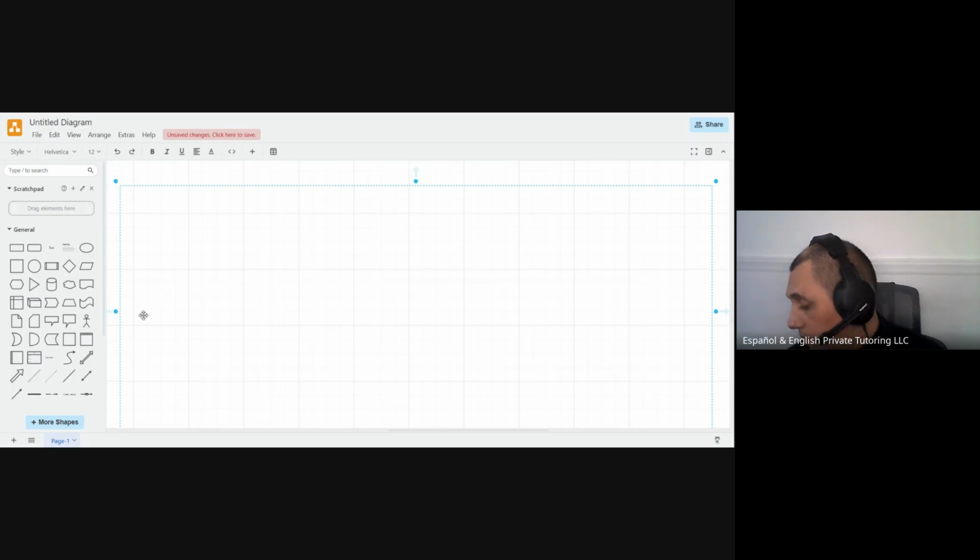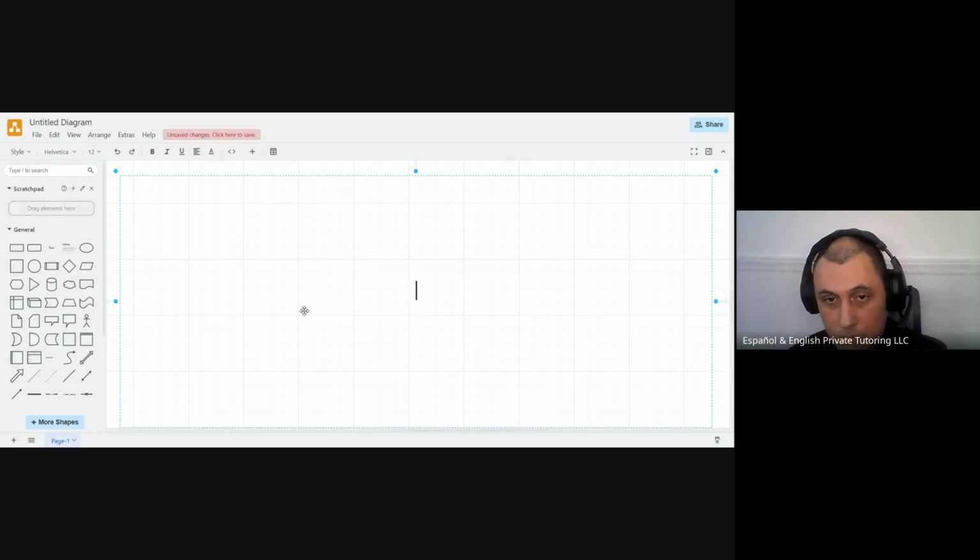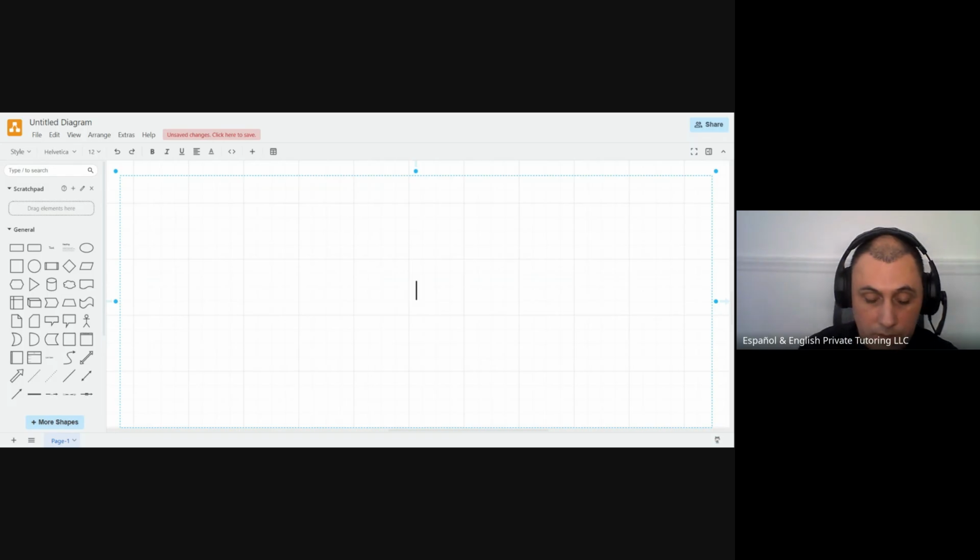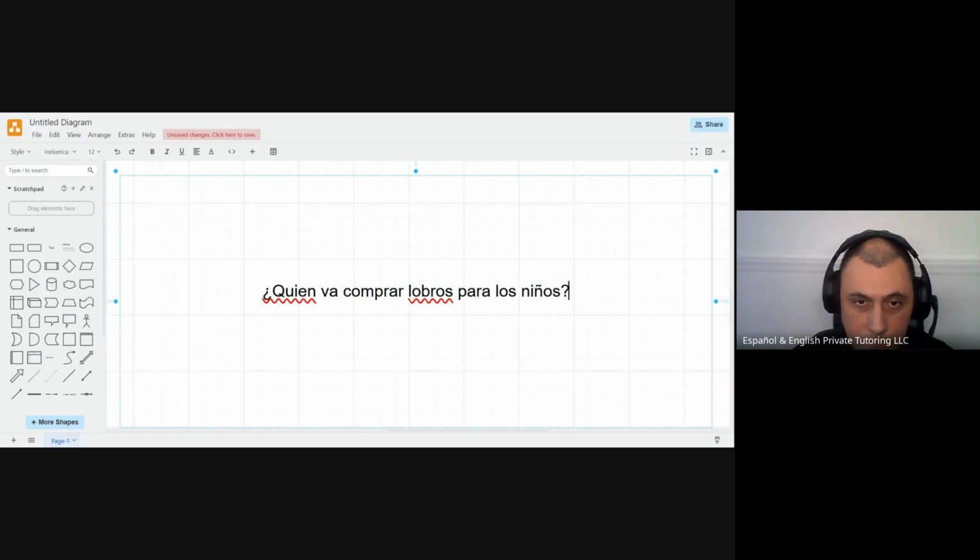Entonces, who is going to buy the books for the children? In Spanish, this will be this way. ¿Quién va a comprar libros para los niños?